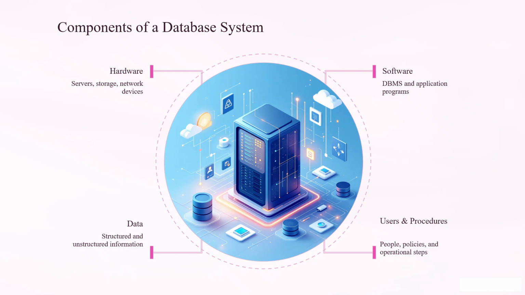Components of a database system: software, hardware, data, and user and procedures. Software is the DBMS and application programs. Hardware is servers, storage and network devices. Data is unstructured or structured information. User and procedures are people, policies and operational steps.